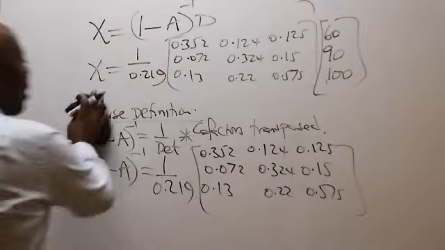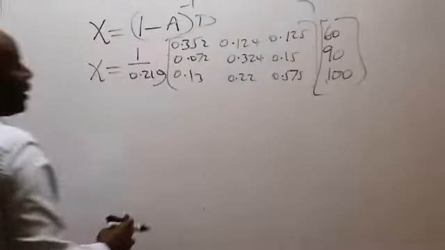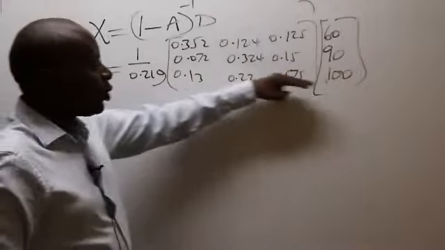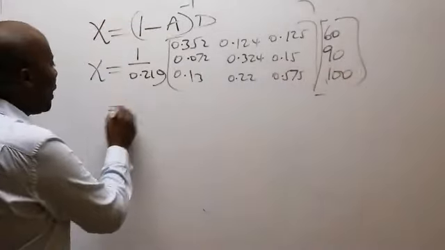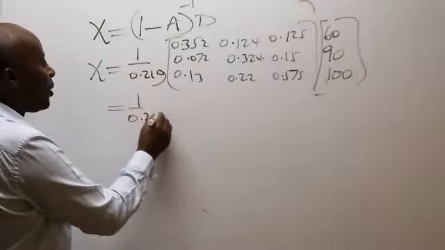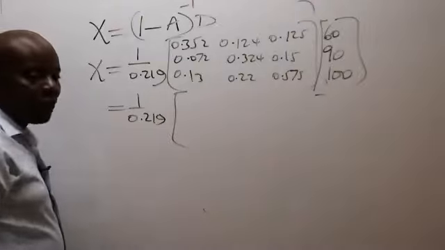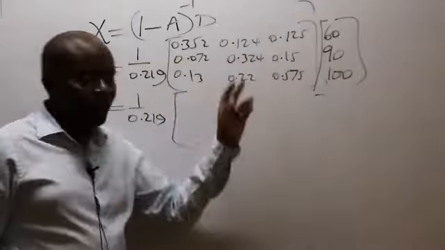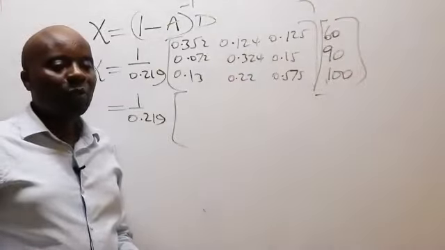So ladies and gentlemen, now what I'm going to do is quite a simple thing. I can see I've got a scalar and then I've got two matrices multiplication. So I'm going to leave the scalar outside, 0.219. I leave the scalar outside. And then, of course, I multiply the matrices themselves first. So how do I do my matrix multiplication?